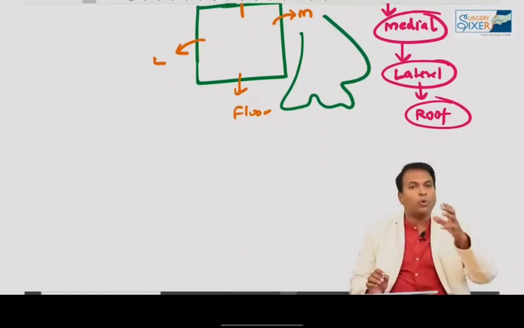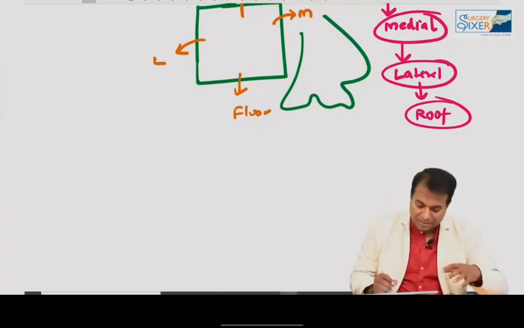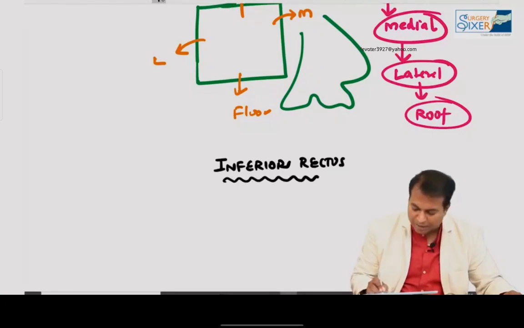An important point I want you to know here is that when the orbit bone gets fractured, there will be restriction of movement of the eyeball due to trapping of the muscles. The most important muscle that is trapped in children is the inferior rectus. In orbit fracture, the inferior rectus gets trapped. In children, most commonly, inferior rectus trapping happens.